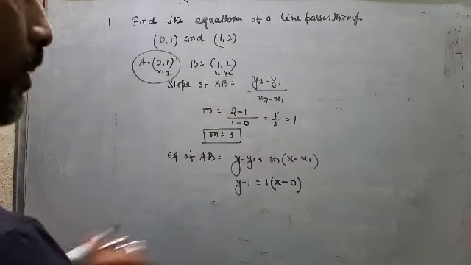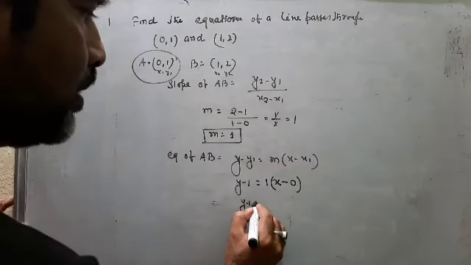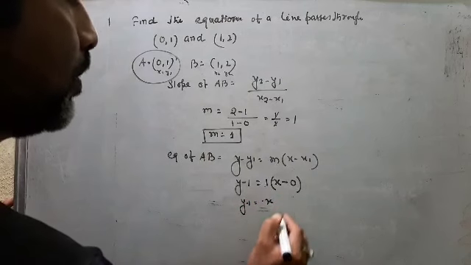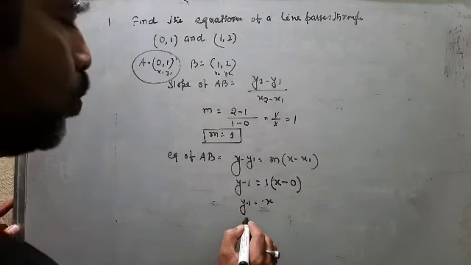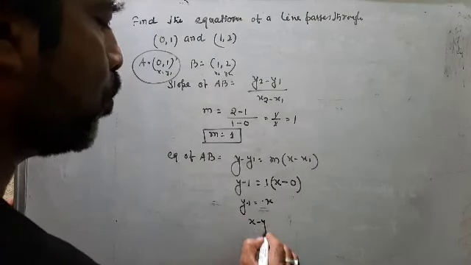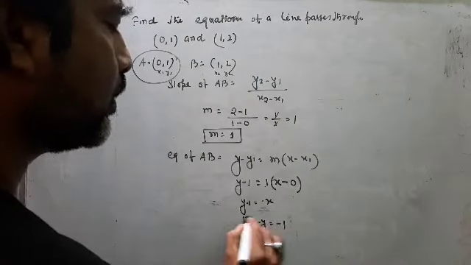So what is the equation? y minus 1 is equal to 1 into x, and this 0, no need. So y goes this way, so x minus y is equal to minus 1.